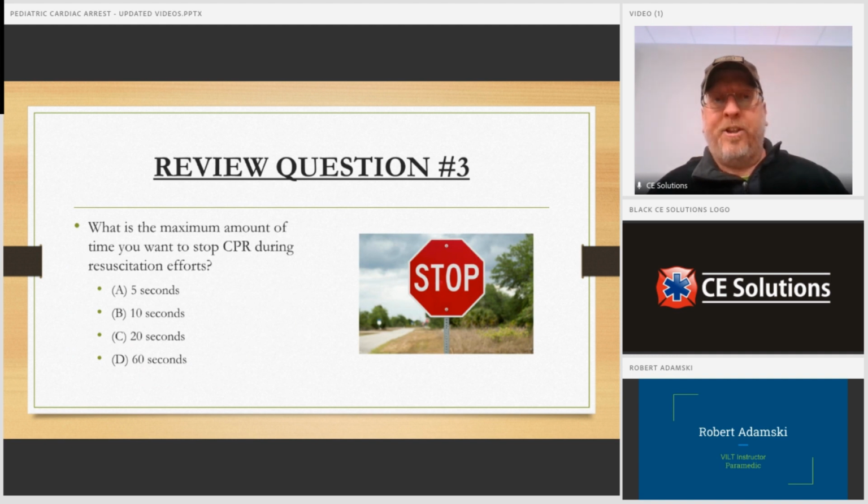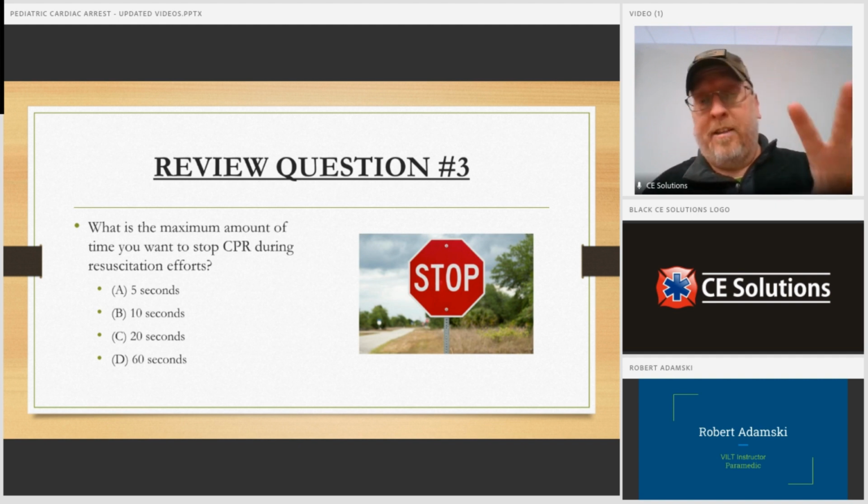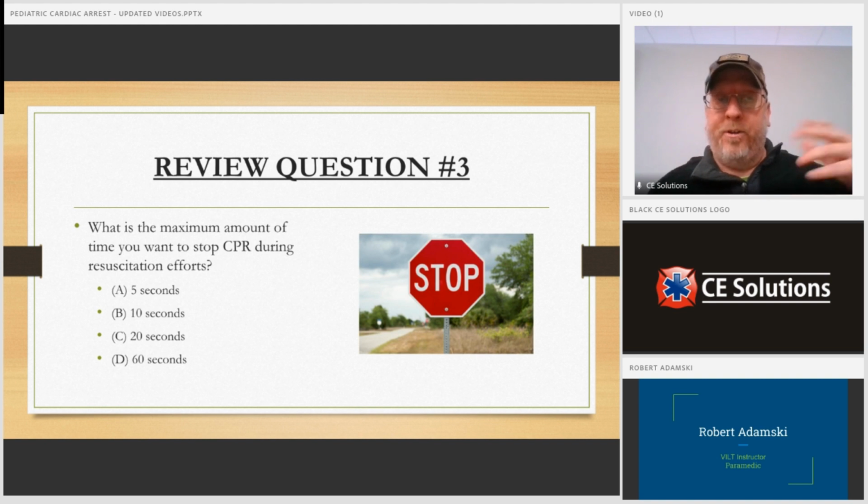All right, and then our review question number 3. What is the maximum amount of time you want to stop CPR during resuscitation efforts? So what's the maximum amount of time you want to stop CPR or interrupt CPR while you're doing BLS and ALS resuscitative measures on your pediatric patient who's in cardiac arrest? Is it 5 seconds, 10 seconds, 20 seconds, or 60 seconds, a minute? Which one of those? Think about it.